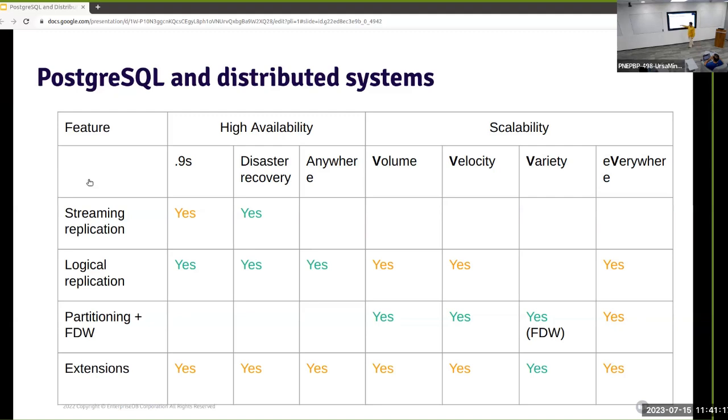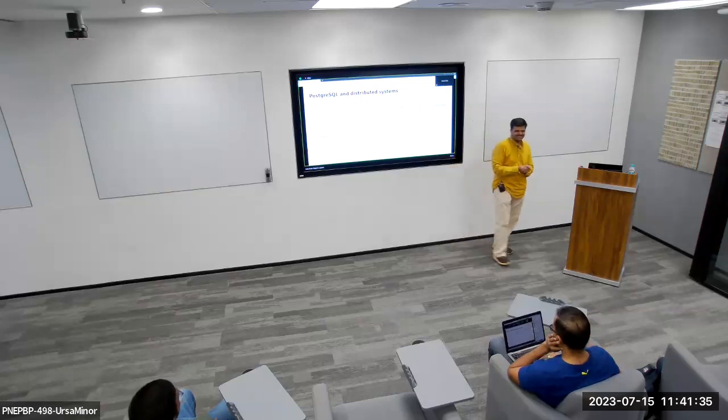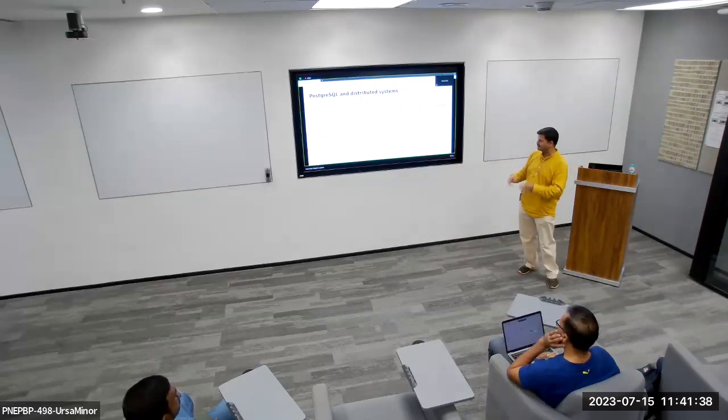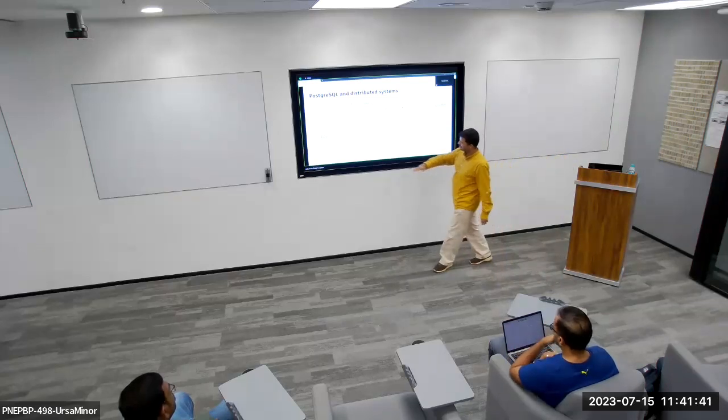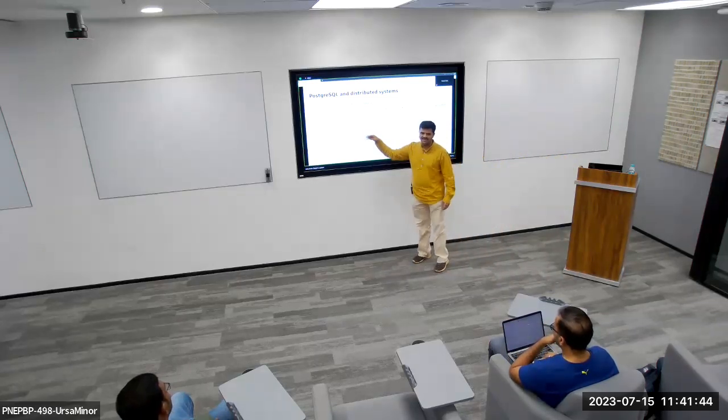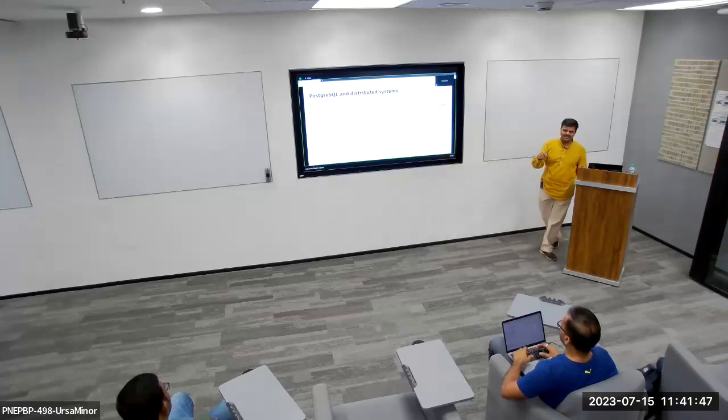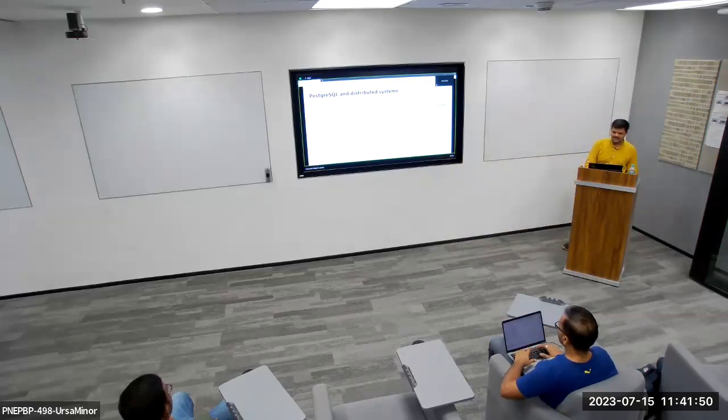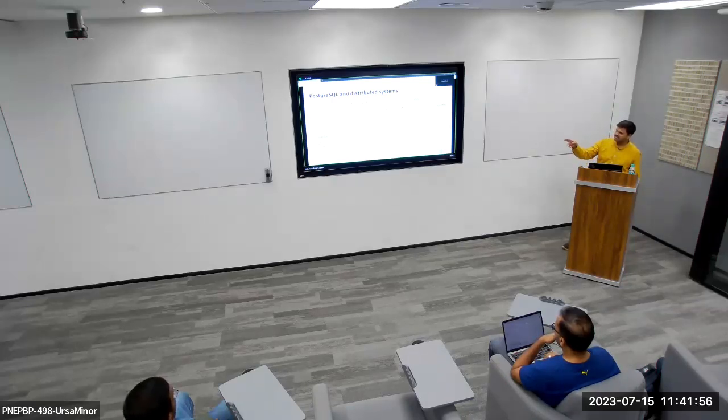Whereas partitioning plus FDW cannot give anything in high availability, but it does a lot in the scalability arena, not so much in being scalable everywhere. And then it's the extensions, which by themselves will not give you much, but as I said, they are glue. So they are all yellows. But when you combine 1, 2, 3 together, basically you get a distributed, highly available and scalable system. So what I'm going to do is I'll talk about logical replication, partitioning, and extensions one after the other.